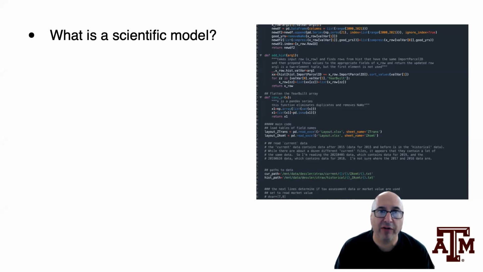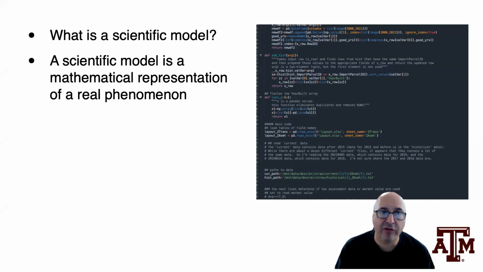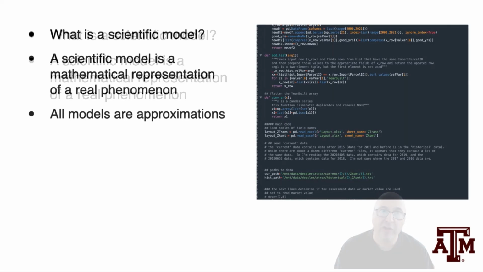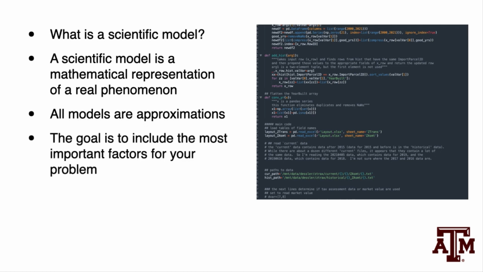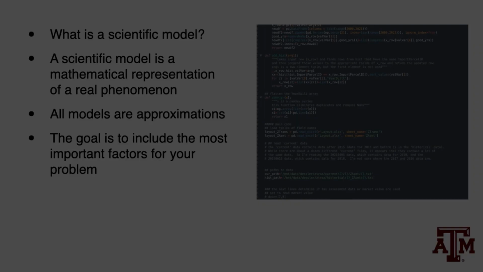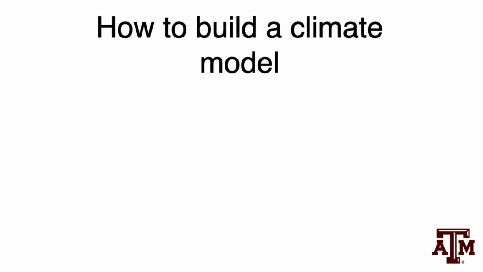A scientific model is a mathematical representation of some real phenomenon, usually expressed in computer code. Now, it's important to realize that all models are approximations. They never contain every single physical process that you can imagine. So the challenge when you're building a model is to include the most important factors for whatever problem you happen to be investigating. So how do we actually build a climate model?